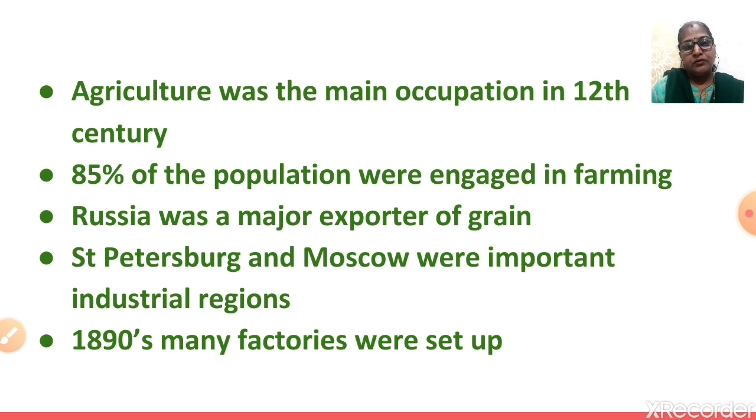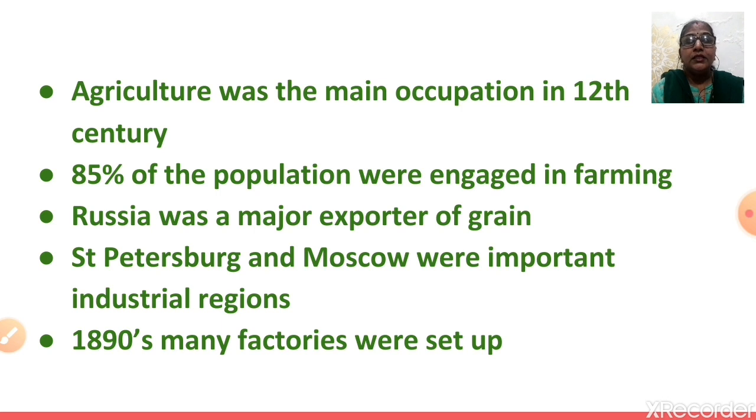Now this proportion was higher than other European countries. For example, it was just 40% in France and 60% in Germany. So it is obvious that 85% is more. 85% of the Russian population were dependent on agriculture to earn. Now these Russian farmers produced food grains for sale as well as for their personal consumption. Russia was a major exporter of grains.